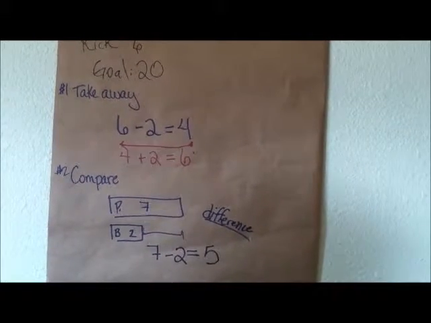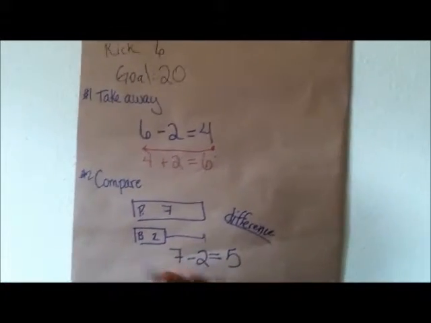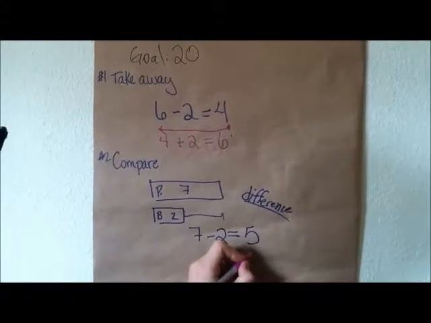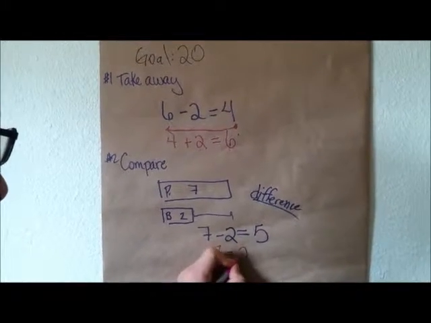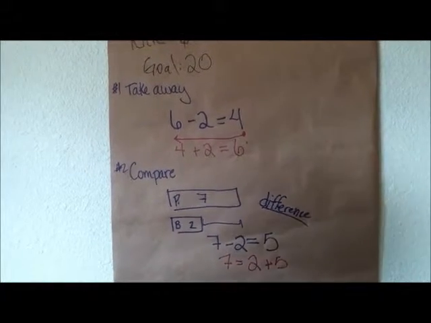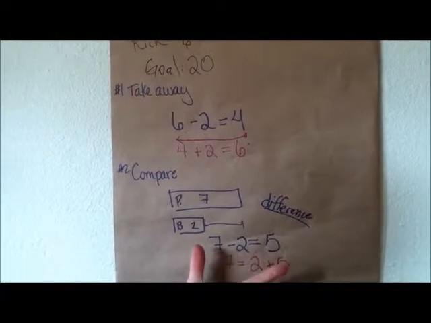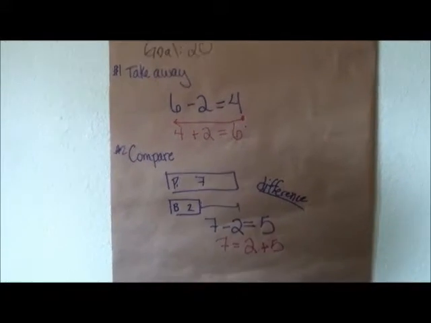We can check our work by using the related fact. Does 5 plus 2 equal 7? Let's rewrite this over here. Does 7 equal 2 plus 5? Well, we can have our 5 fingers and then go 6, 7. Yes, it does. So we've got that.